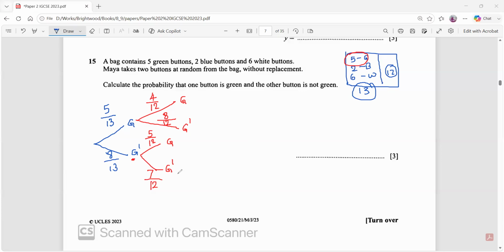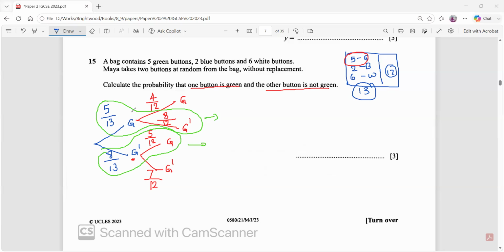Okay, don't worry. Now they're asking to calculate the chance that one button is green and the other button is not green. Here there is one chance: first time green, second time not green. Otherwise, first time not green, second time green. Can you say what is the probability here?